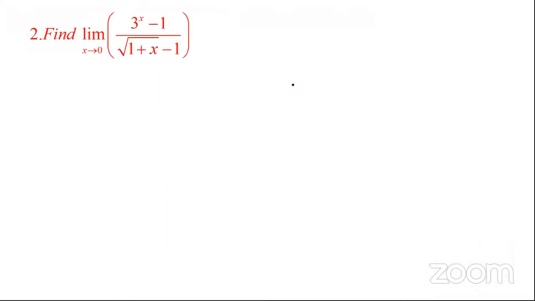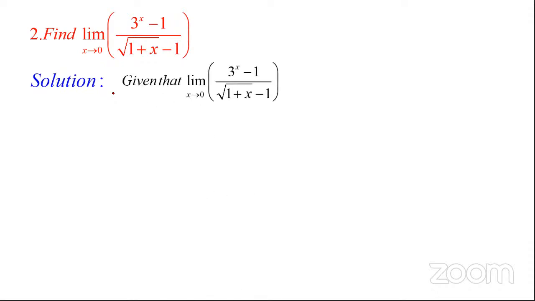It is the same, but a different formula will be used. Limit x tends to 0, 3 power x minus 1 by under root of 1 plus x minus 1. For this one, you have to use the same rationalization method. But in the previous sum, we did numerator rationalization. Here, we have to do denominator rationalization.